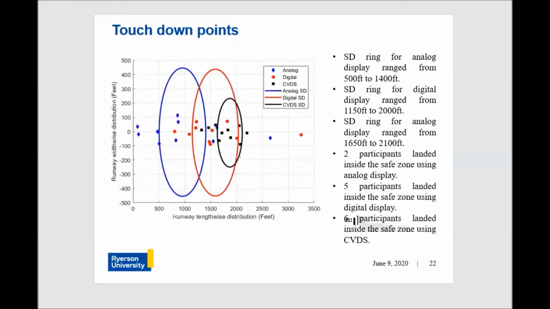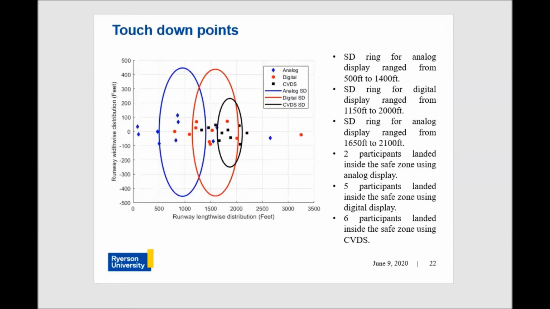Comparing the touchdown points of all the participants using the three displays shows that participants using analog and digital displays had difficulty landing within the safe landing zone, while participants using CVDS displays were able to land within the safe landing zone or close to it, as seen from the figure.